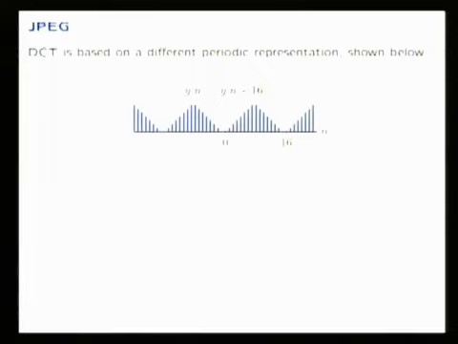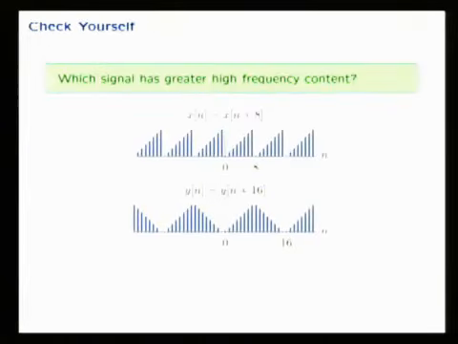Oh, that seems like a dumb thing to do. I took an 8-long sequence, which could be represented with 8 coefficients, and I turned it into a 16-long sequence, which now takes 16 coefficients. Well, that's brain dead, right? Except that it's actually very clever. Of these 2 signals, which has the higher high-frequency content?